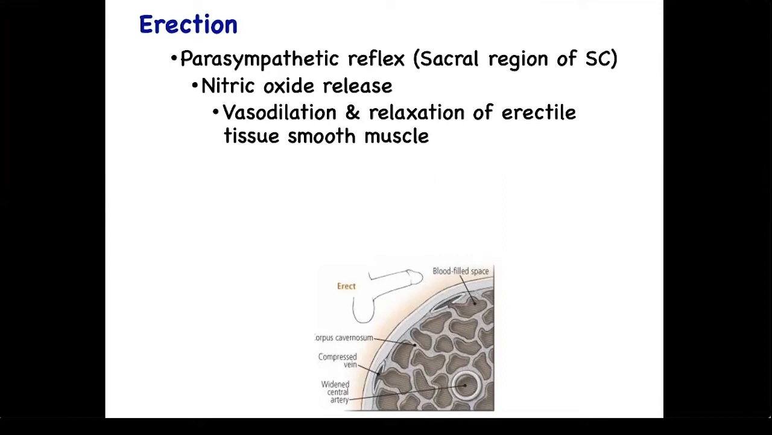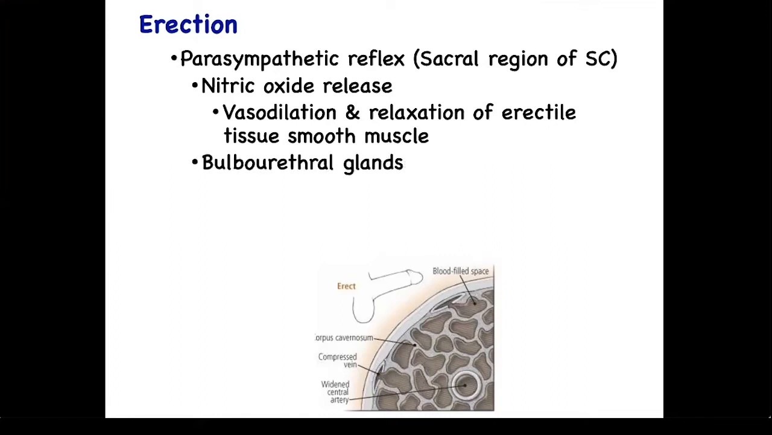When this occurs, more blood will flow into the vascular sinuses. The lacunae now, due to the relaxed smooth muscles in the trabeculae, can fill with additional blood. This additional blood will compress the veins which empty the erectile tissue, leading to an erection.